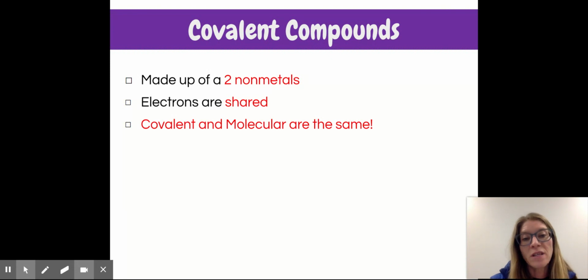And 2 terms that you'll see used interchangeably are covalent and molecular. Just know that those 2 mean the same. So if it says name these covalent compounds or name these molecular compounds, covalent and molecular represent the same thing.